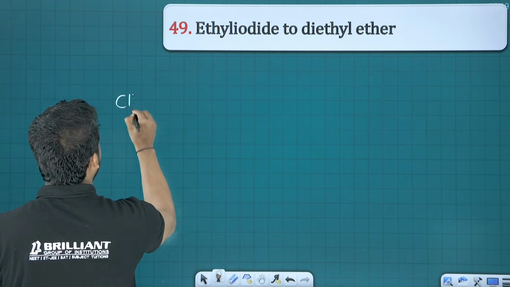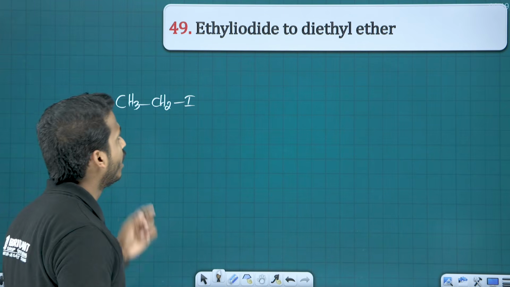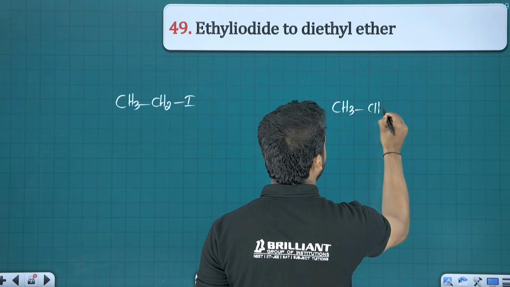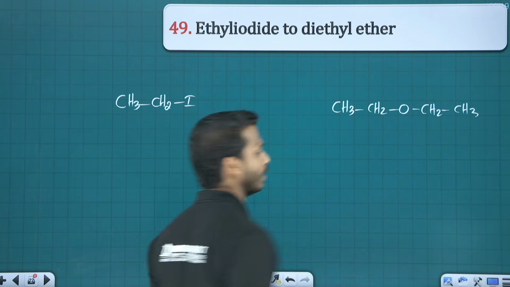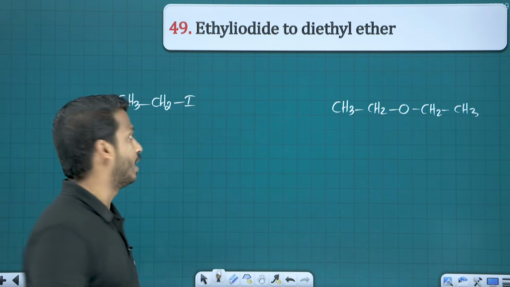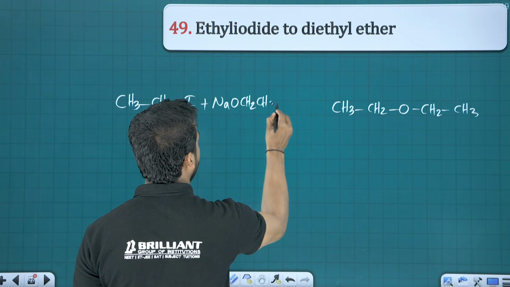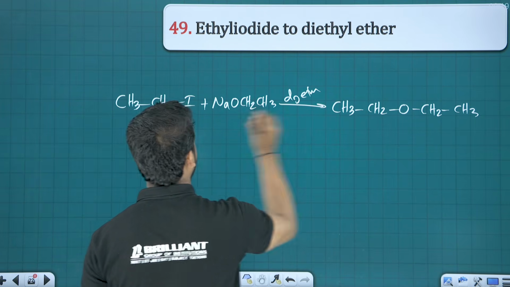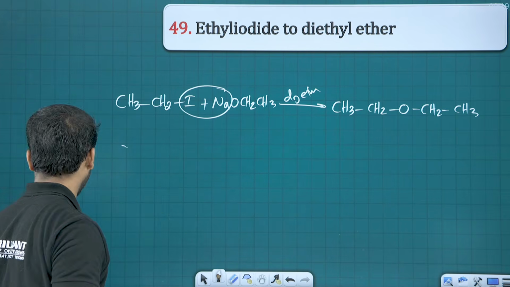Ethyl iodide, what is ethyl iodide? CH3CH2I. Ethyl iodide to diethyl ether. You know what diethyl ether is? CH3CH2, O in between, CH2CH3. This is called diethyl ether. What reaction can it be? Ether can be prepared by Williamson synthesis. So what is the reagent? NaOCH2CH3, sodium ethoxide, in dry ether medium. NaI is cut off, and you get ethoxyethane or diethyl ether.